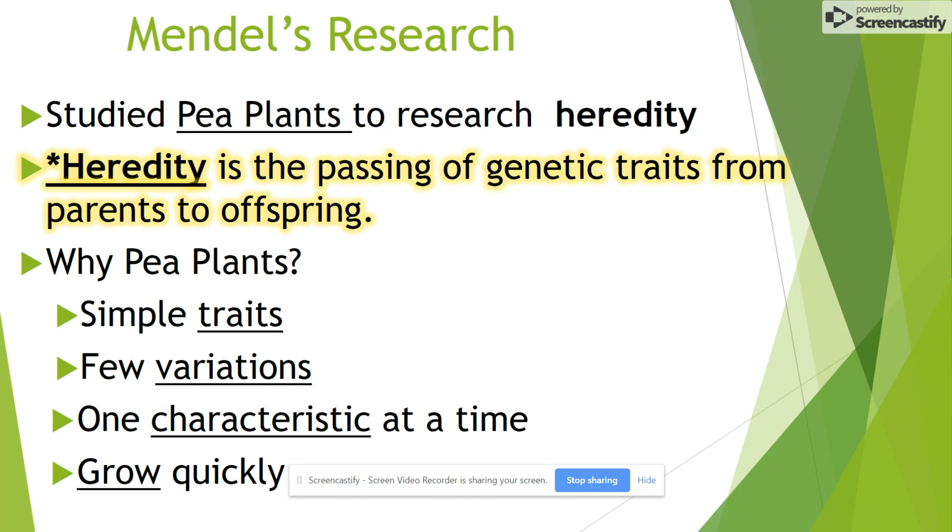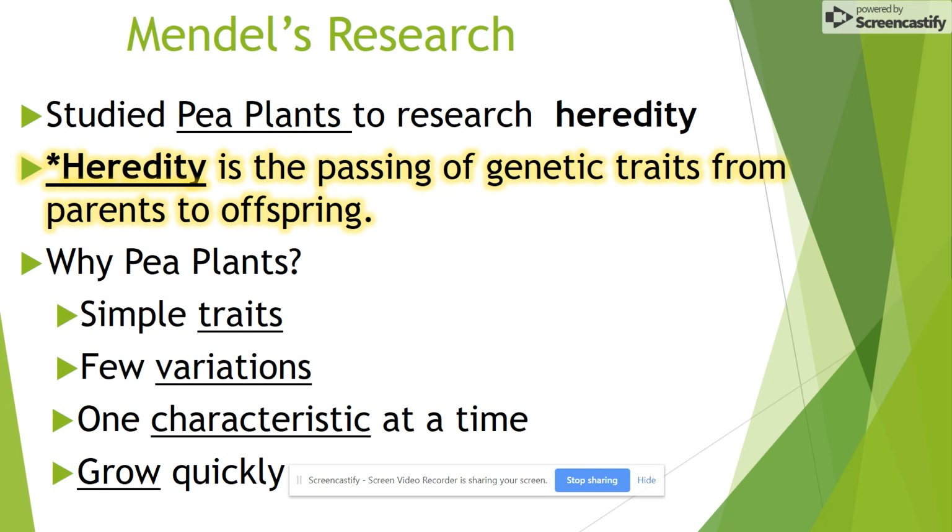Now, why didn't he just study people, right? Well, because genetics of humans is very complicated, and it can be very, very tricky. And at this time, there wasn't a whole lot of science to back it up. So he chose pea plants because they were very, very simple. They had simple traits, very few variations, meaning there wasn't a whole lot of variety. The plants were either short or tall. The flowers that the plants produced were either purple or white.